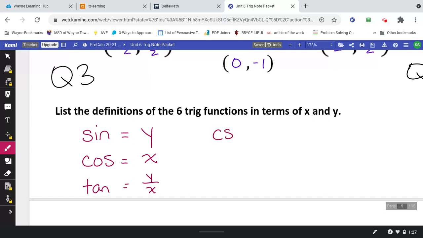Then cosecant is 1 over Y. Remember that these two are always kind of paired up with each other, right? So they're always the reciprocal of each other. And then secant is 1 over X. And cotangent is X over Y. And I want you to remember that these are always paired up. They're always the reciprocal of each other. So always write those kind of as little pairs.